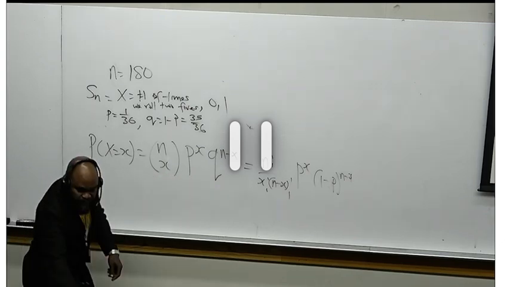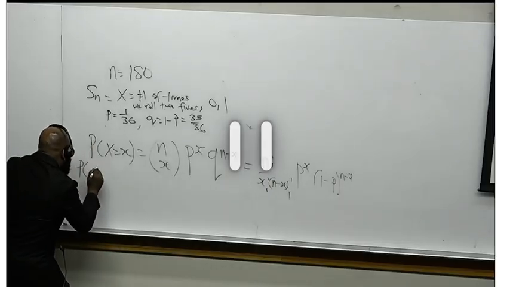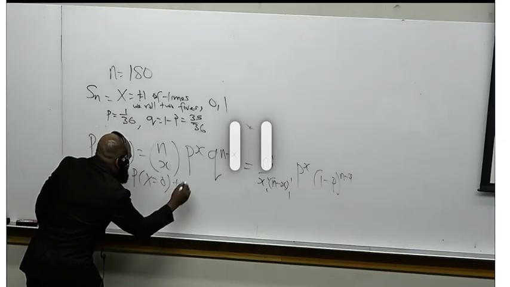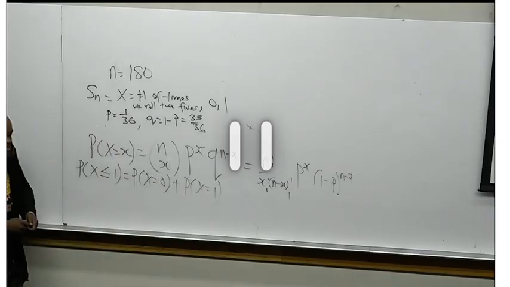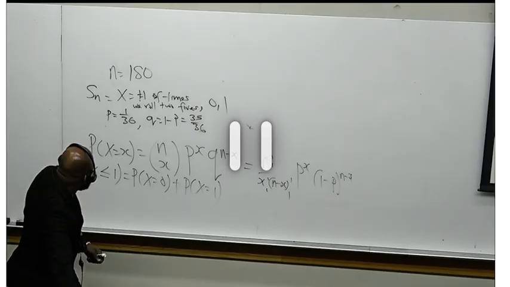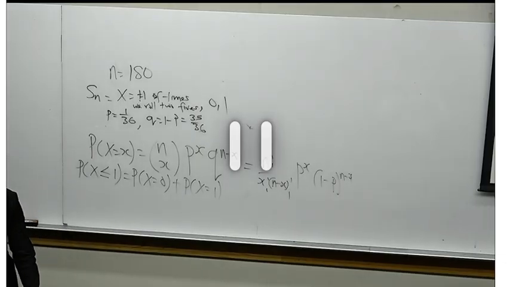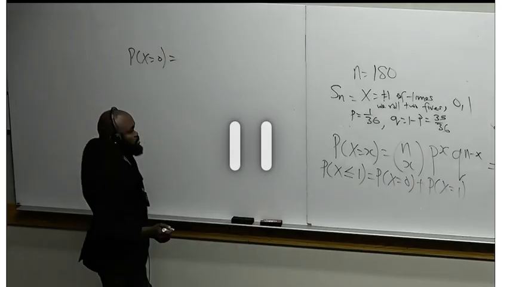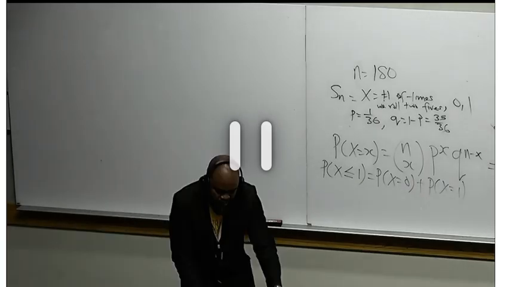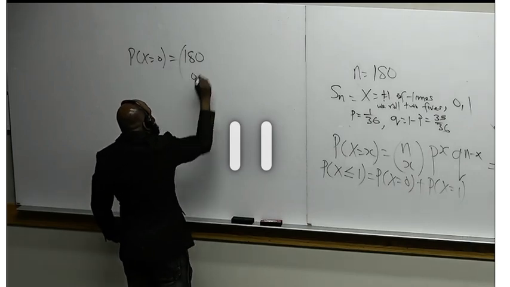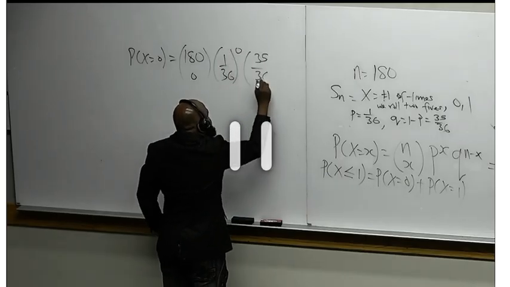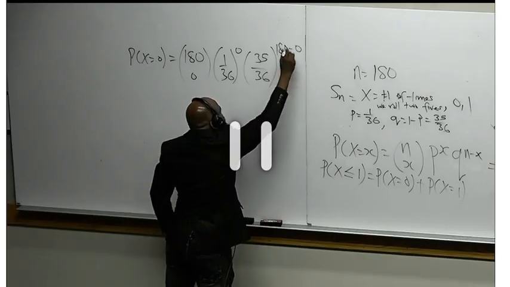So the first one is, I want to find the probability of S less or equal to 1. The probability of S less or equal to 1 will be the probability of 0 plus the probability of 1. Now, I needed to pay attention. I want to find the probability of S equal to 0, which is going to be 180 combination 0, times 1 over 36 raised to power 0, times 35 over 36 raised to power 180 minus 0.